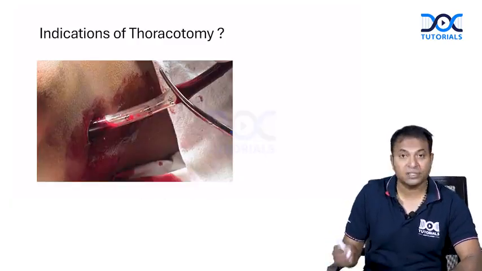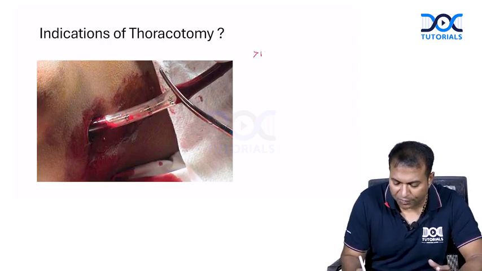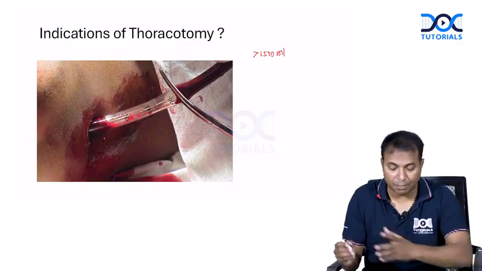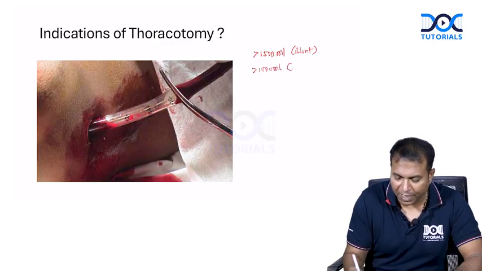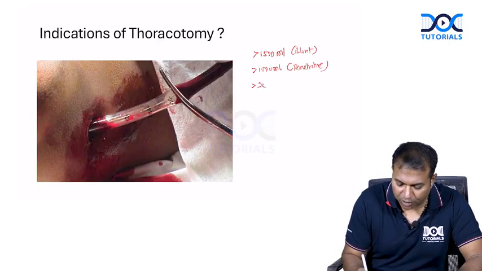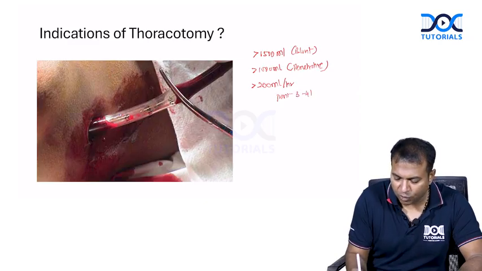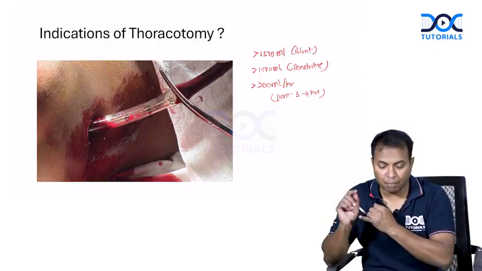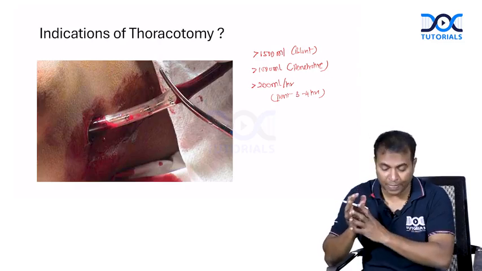Okay. So these are the indications of thoracotomy. When will you do it? You have put an intercostal tube, and so much blood is coming, you have to go for thoracotomy. If the blood coming is 1500 ml as soon as I put a tube in a blunt trauma of chest, or more than 1000 ml in a penetrating trauma of the chest, or more than 200 ml coming per hour for the past 3 to 4 hours. So more than 1500 ml in a blunt trauma, more than 1000 ml in a penetrating trauma and more than 200 ml per hour in any trauma.